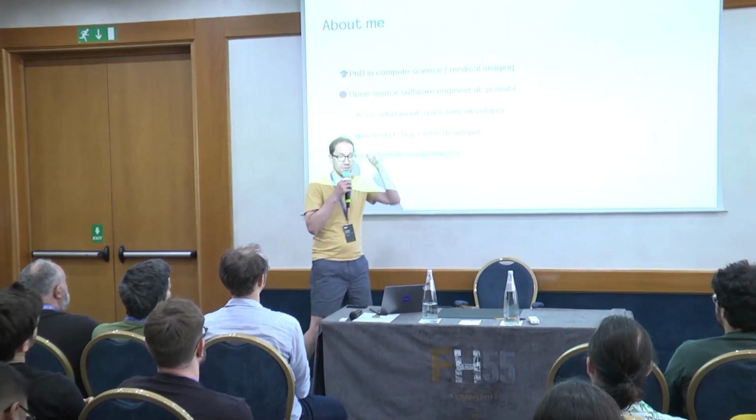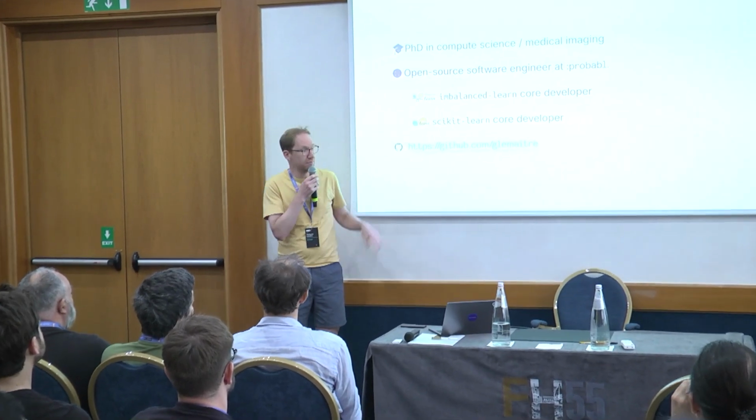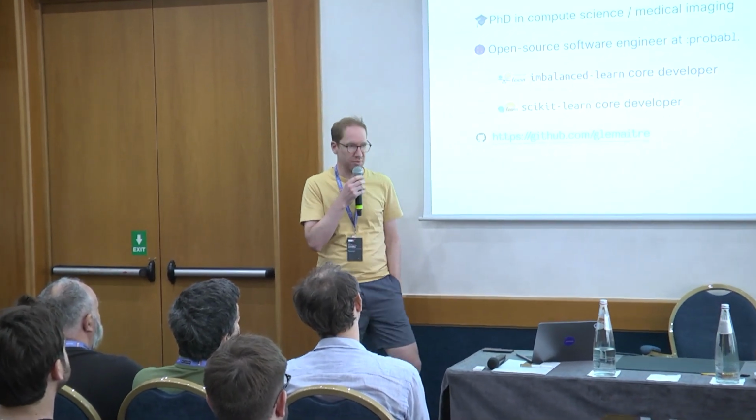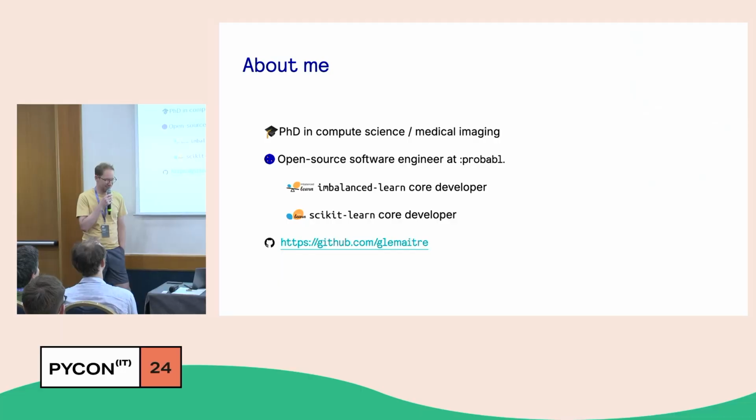Just about me, to know who I am. So yeah, that's very relevant now. I have a PhD in medical imaging, but I mean, that's useless. And afterwards, now I'm an open source software engineer at Probable, depending on where you are from. And I'm a core dev of scikit-learn and a core dev of imbalanced-learn, which is another library that checks some other aspect of scikit-learn. And that's my GitHub.